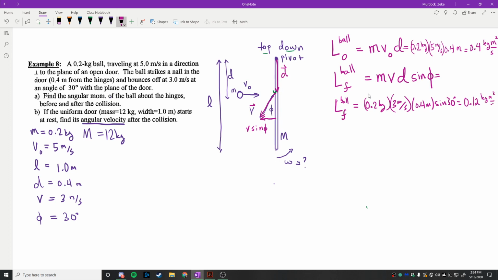Do both of those look right to you guys? Okay.